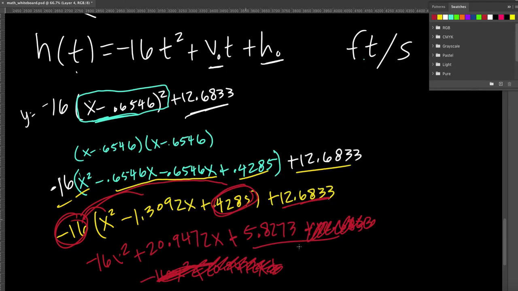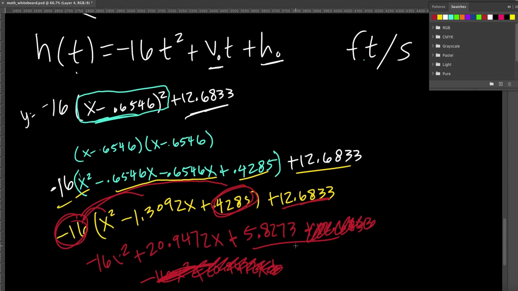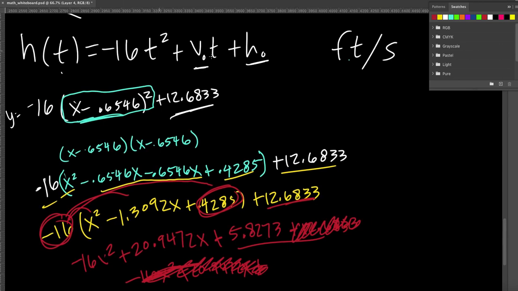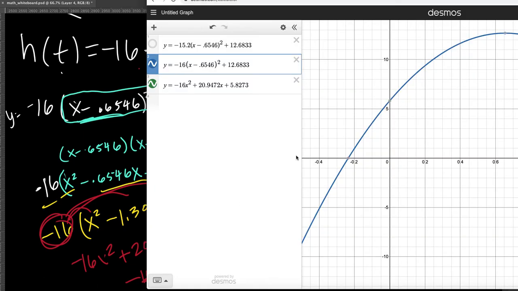Okay, now, since we have this, we can compare it to the white equation. So we have negative 16, it's right there. Our initial height is 5.8, so let's look at the graph. And that looks about right. On my video, the girl is about 5 feet tall, but when she's throwing it, her hands go over her head. So 5.8 feet seems pretty feasible for where she let go of the ball.